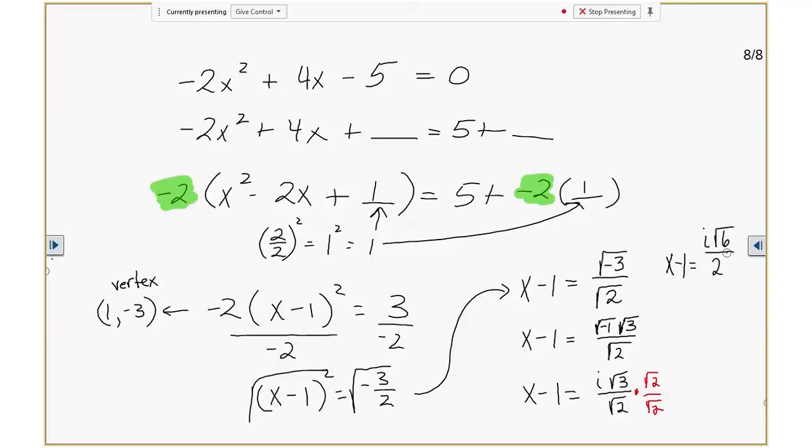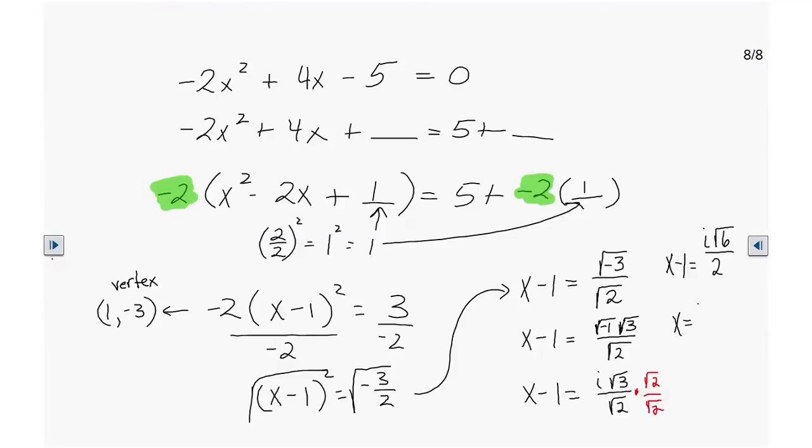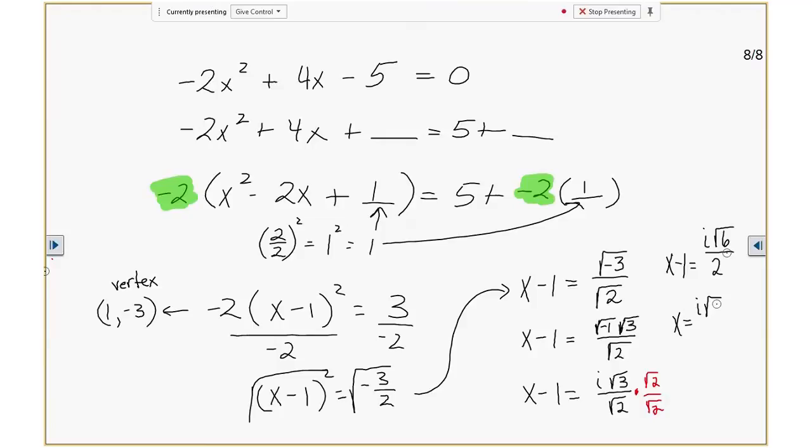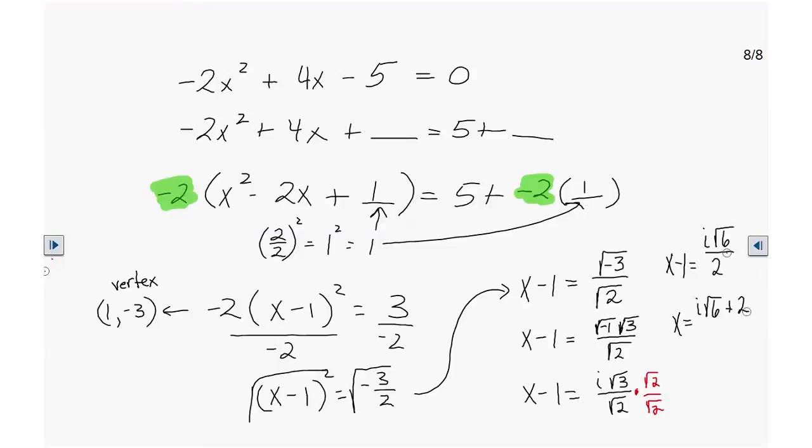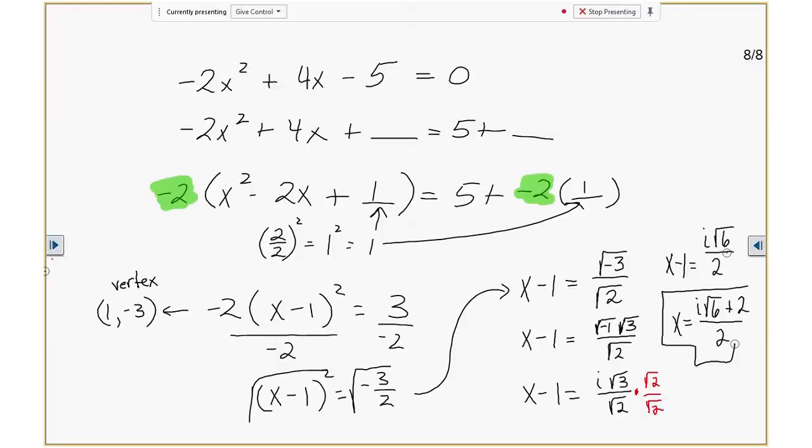And then x is equal to i square root of 6 over 2 plus, and we're going to bring over plus 2 over 2. Now sketch everything.